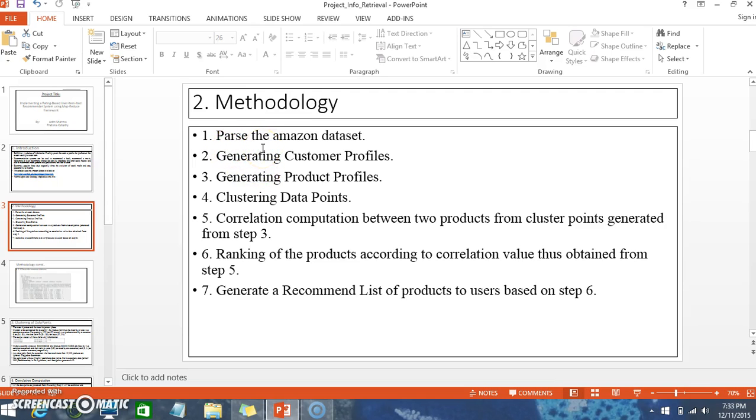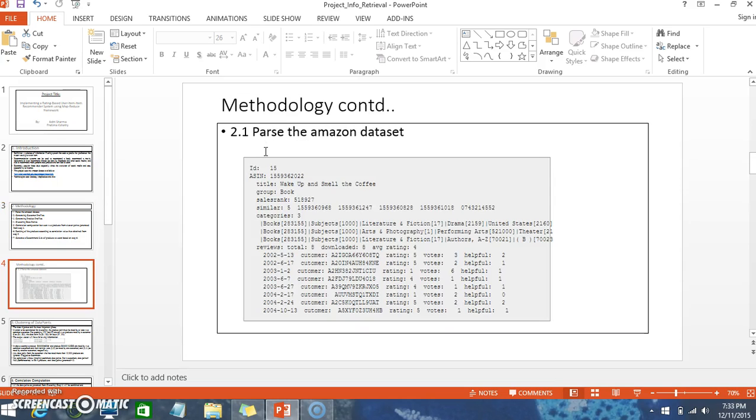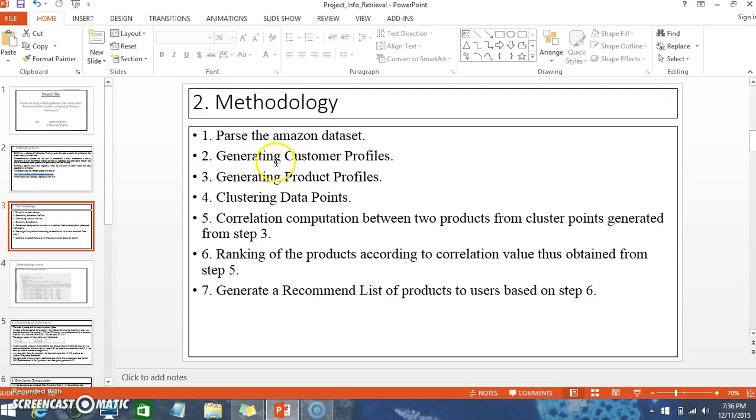We started by writing a parser code that parsed the Amazon dataset. The slide over here shows a snapshot of the data structure as downloaded from the Snap network. As you can see, the Amazon dataset as downloaded from the Snap network does have a structure, but the structure was not consistent. As a result, we needed to write a parser code that will only extract the required attributes.